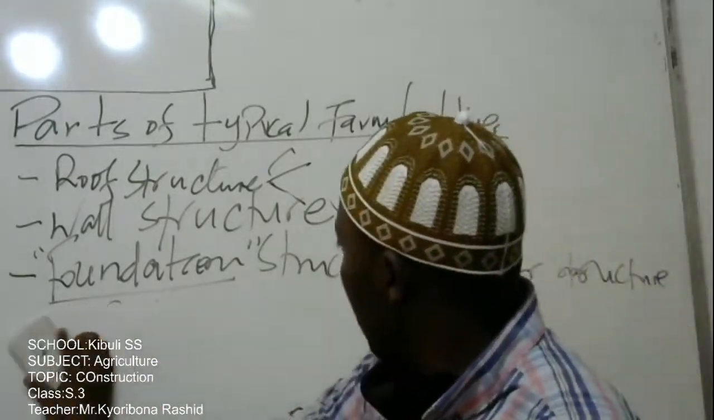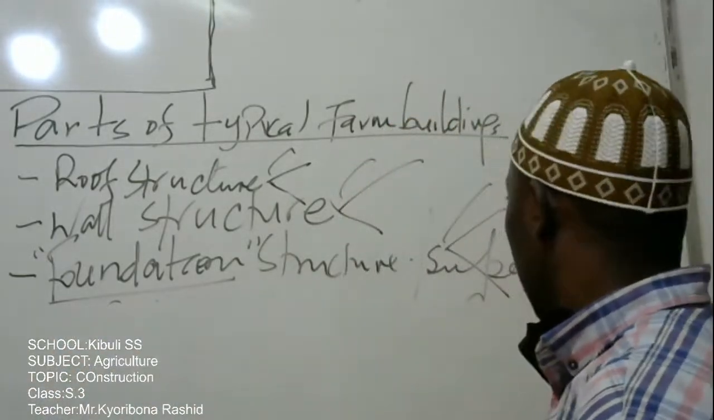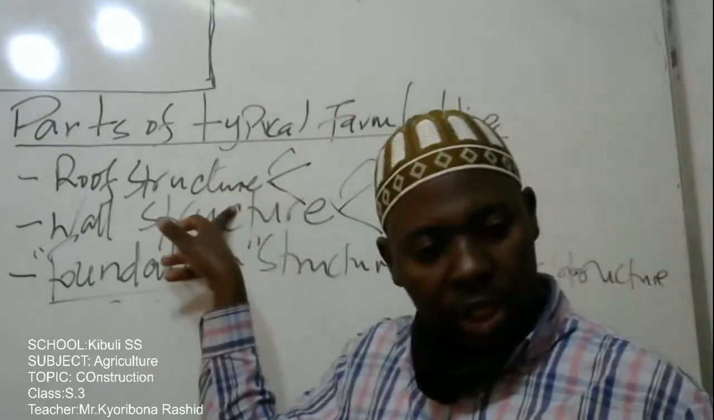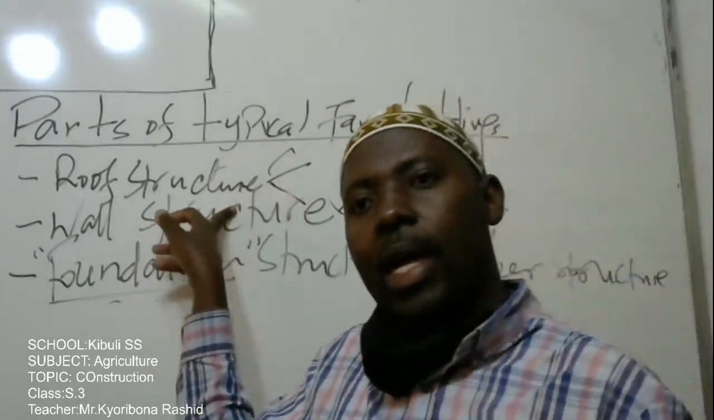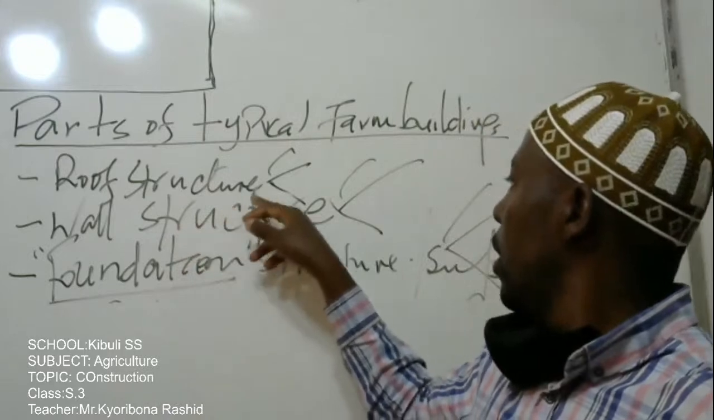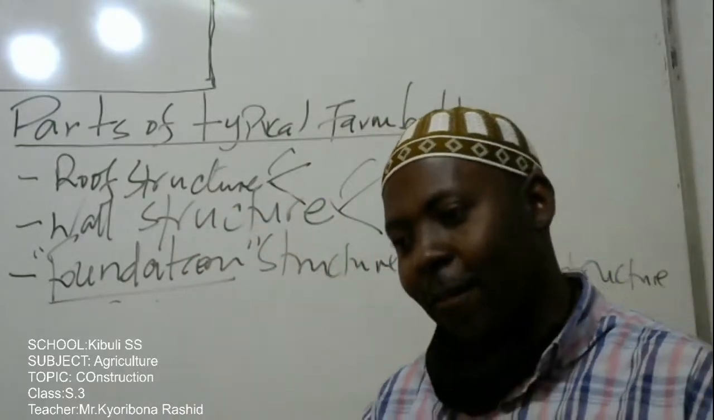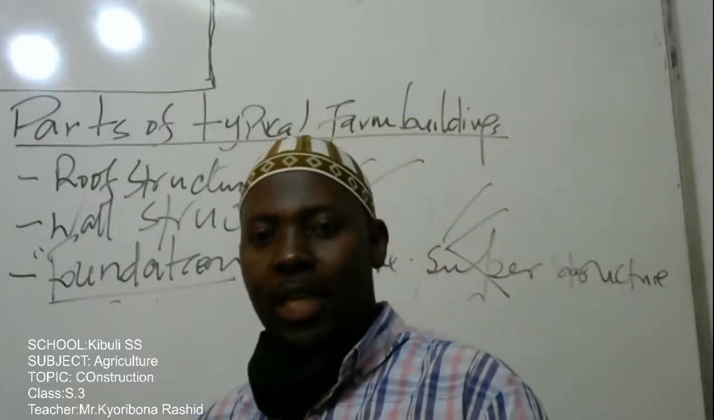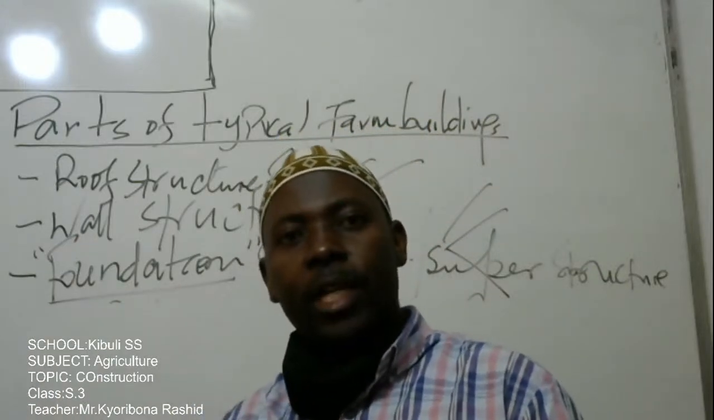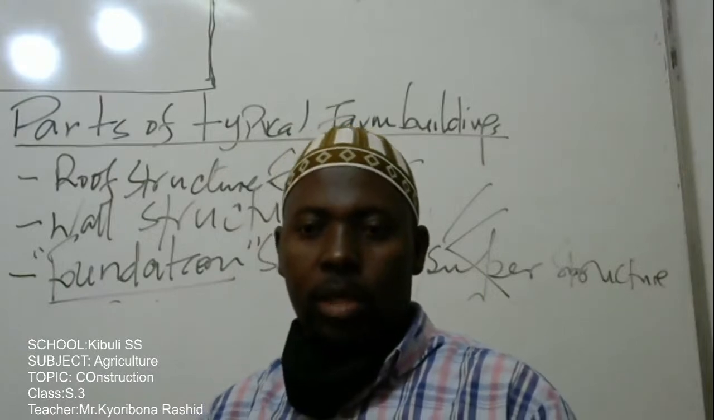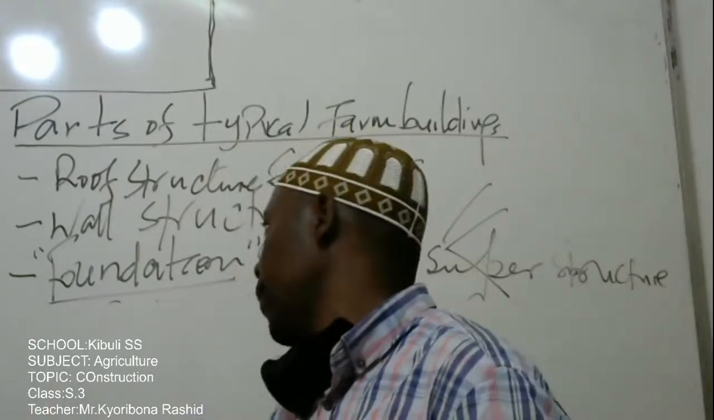We can also have those of the wall structure. What can be found in the wall structure? Basically, we have windows. We also have doors. Then you have the main beam. So that is the wall structure.